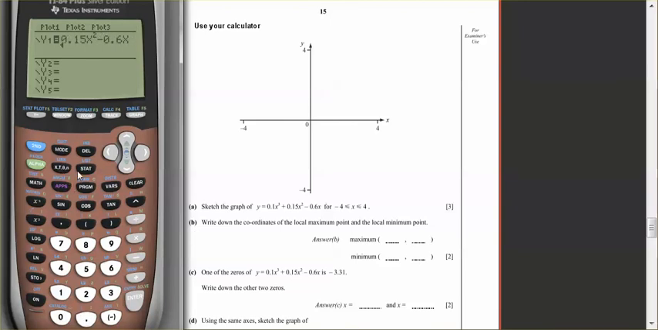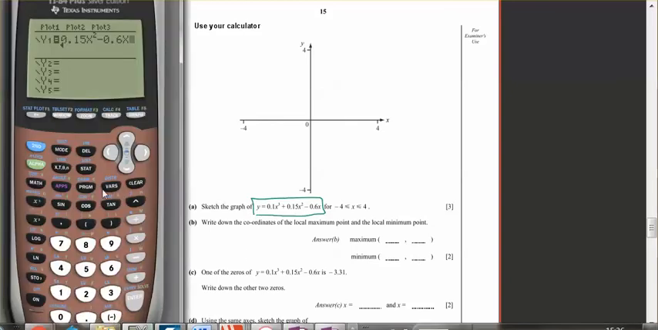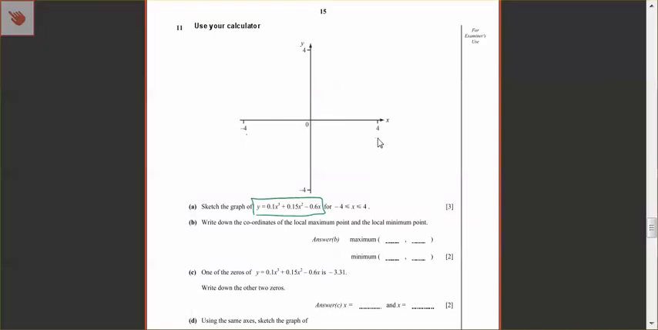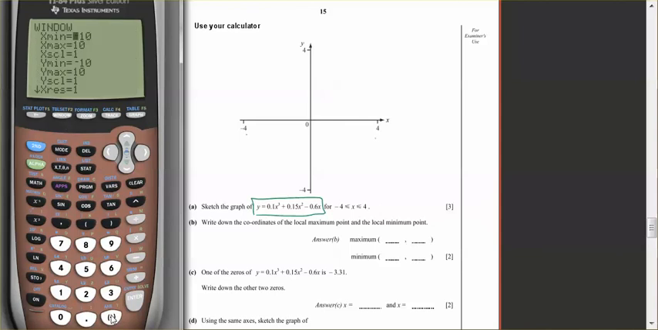Just fill in this whole thing. That's all you have to do. Put it in Y1. Let's check another thing. Look at my settings: -4 to 4, both ways. So on my calculator, on window, put -4 to 4 for X, and then -4 to 4 on Y. And then when I draw it, I get exactly that on the screen.